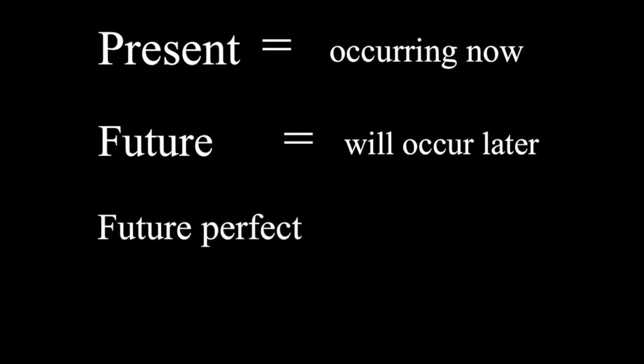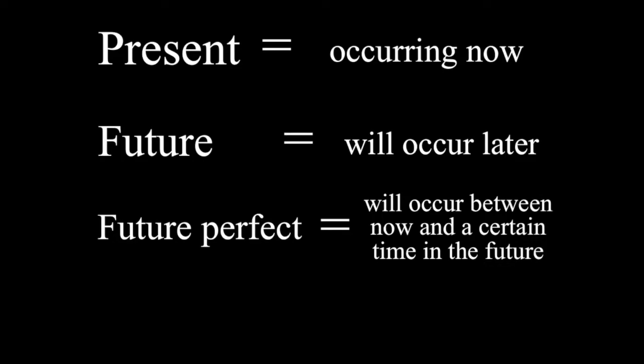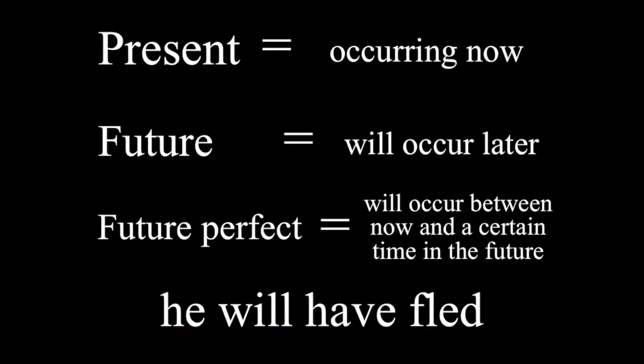The future perfect tense is used to tell us about something that hasn't happened yet, but it will happen in between now and some other event in the future that's been mentioned. I know that sounds complicated, but it is something that we do in English as well on a consistent basis. An English example would be, he will have fled.